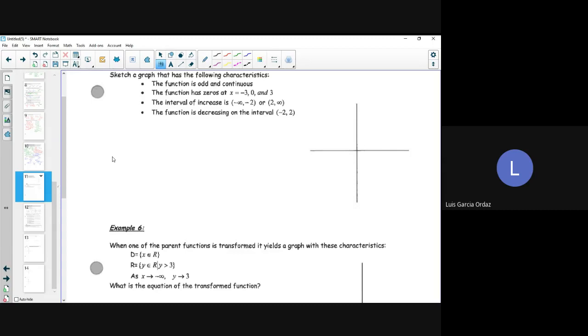So you have two more examples. The function is odd and continuous. The function has zeros at -3, 0, and 3. The interval of increase is -infinity to -2, or 2 to infinity, and the function is decreasing on the interval of -2 to +2. So what should I start drawing first?